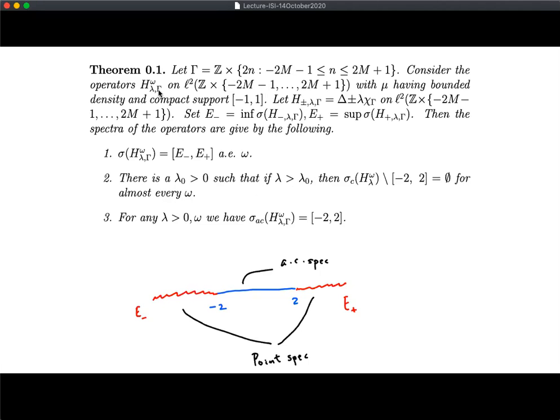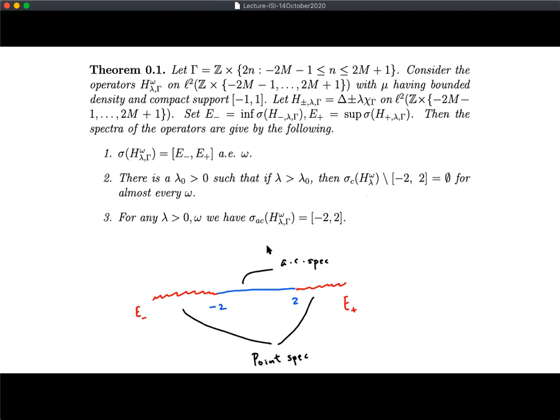Whereas because of gamma that we have introduced, because it's a lattice waveguide, you have point spectrum outside an interval. Okay, so that is a fact. So in other words, we will qualitatively describe this. And then the third statement of the theorem is that for any lambda positive and omega, so for any pair lambda and omega, we have the absolutely continuous spectrum of this is equal to [-2, 2]. So in other words, in this interval, you have absolutely continuous spectrum for this waveguide model. And outside, for large disorder, you don't have it. For small disorder, we cannot say anything there.